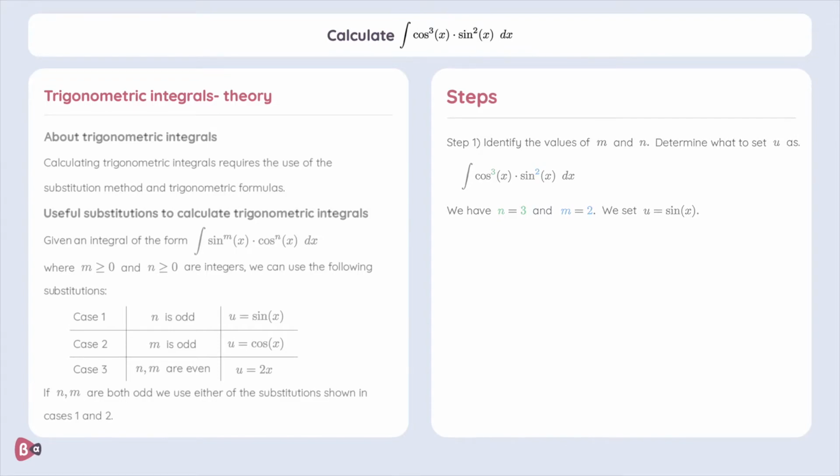The second step is to determine the derivative of u and to rewrite du in terms of dx. Since we chose u is sine of x, we have that the derivative of u with respect to x is equal to cosine of x. Multiplying by dx on both sides, we get that du is equal to cosine of x times dx.